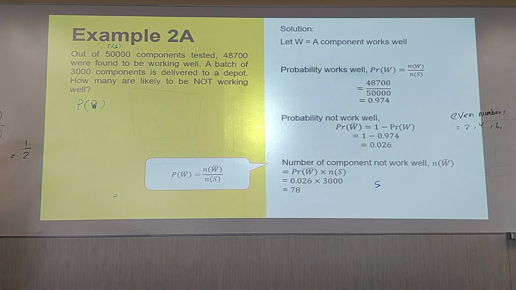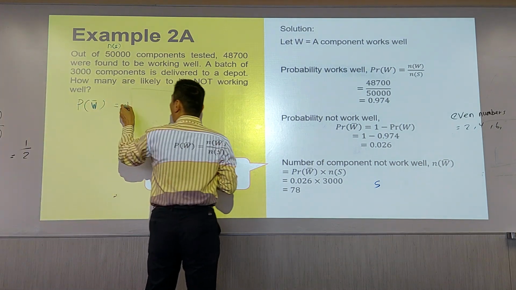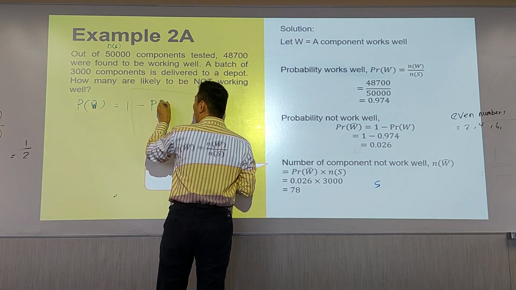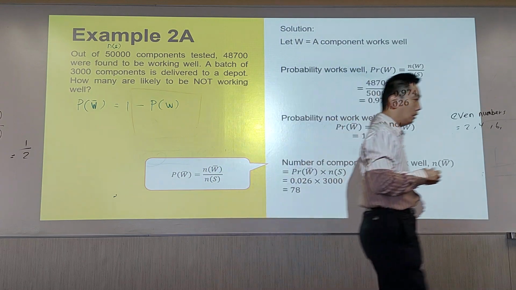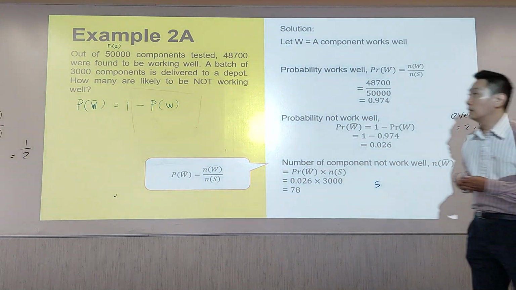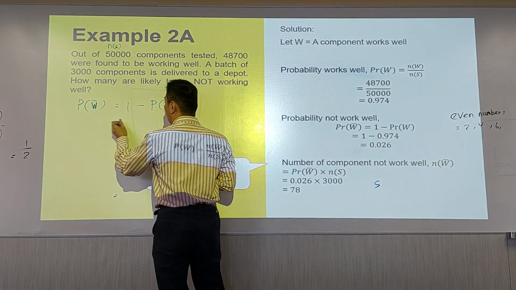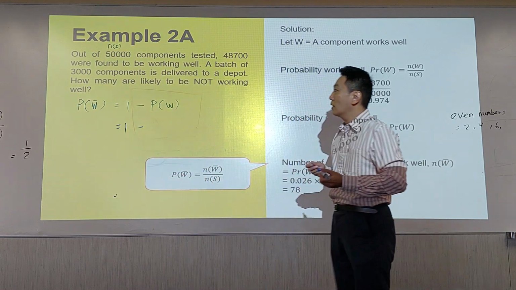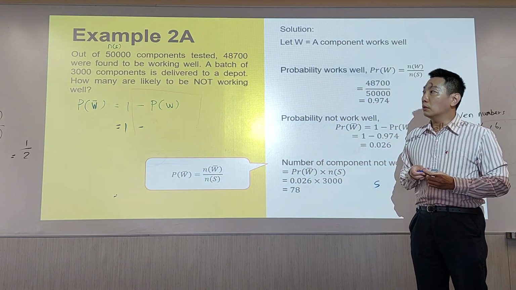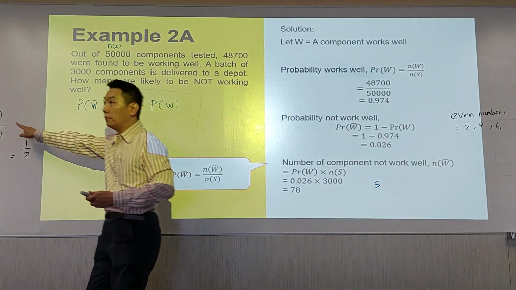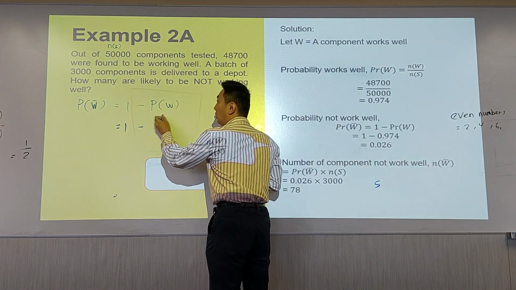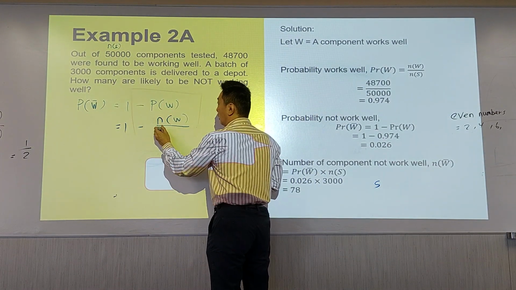So if we want to calculate this, we have to use the formula of 1 minus the probability of working well. Using this formula. Probability of working well, how to get the answer? You can apply this formula, so this N, W, and S.